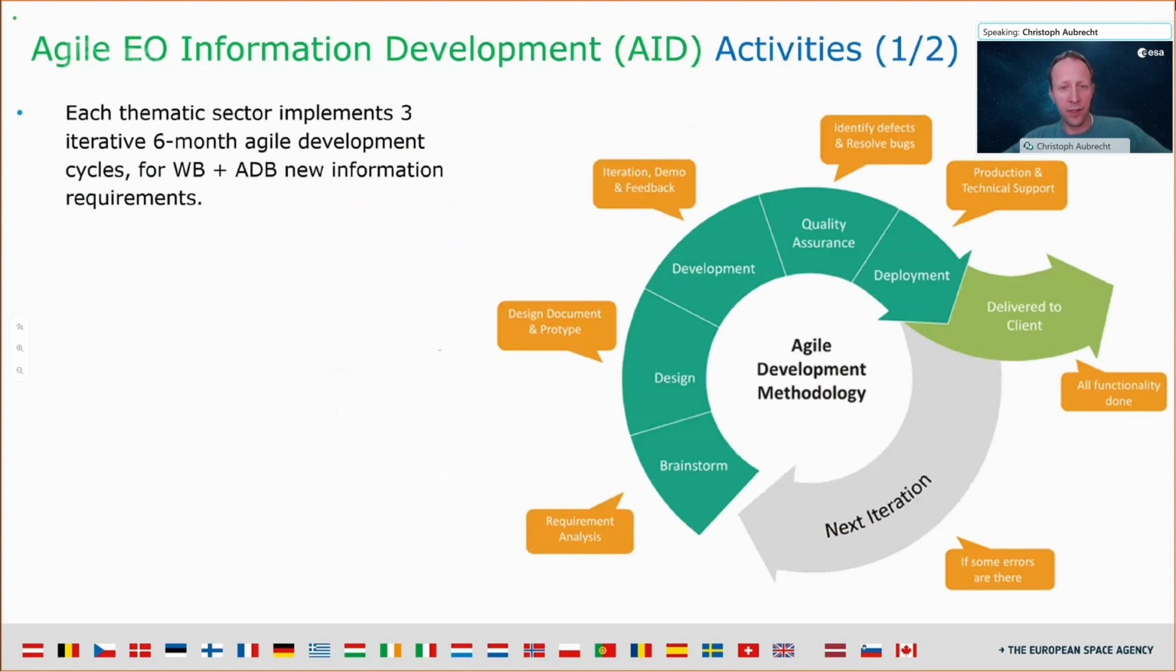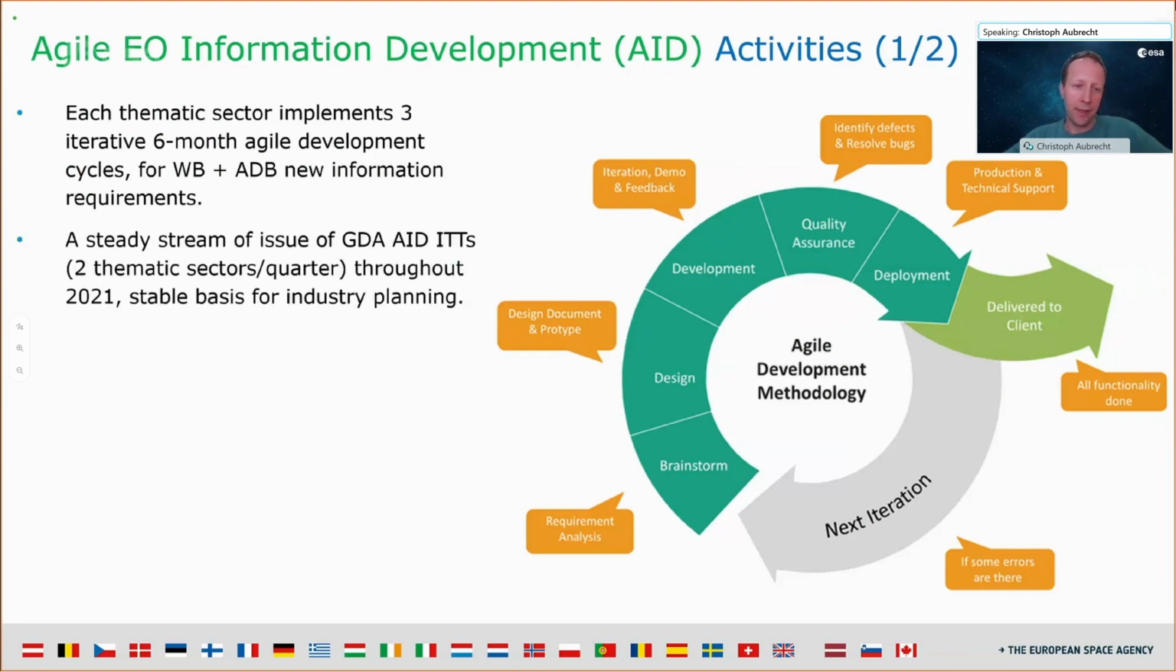Focusing a little bit on the Agile EO information development activities, which are now really kicking off. Each thematic sector implements 3 iterative 6-month agile development cycles. So that adds up to the 1.5-year contracts that I mentioned. And these address directly information requirements as collected within World Bank and Asian Development Bank. I already mentioned we will have a steady stream of ITTs being issued 2 per quarter throughout 2021, which should provide industry a stable basis for planning also.